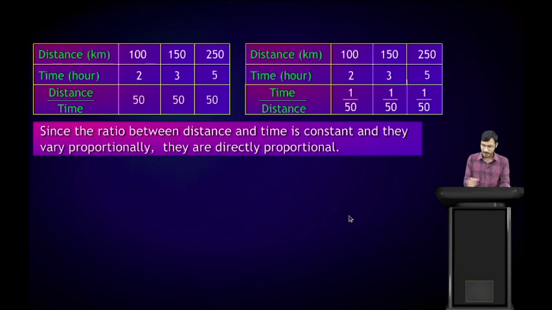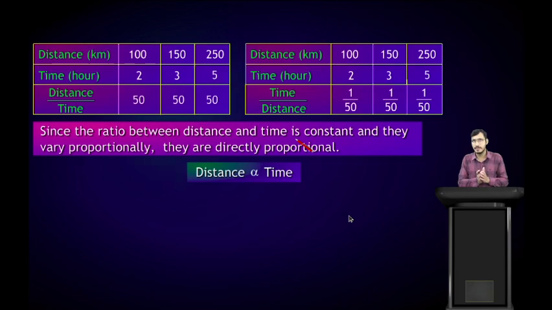So this is an example of directly proportional. Directly proportional means when one quantity increases, the other also increases. When one quantity decreases, the other also decreases. You can see the proportional sign here: distance increases, so time increases; distance decreases, so time decreases.